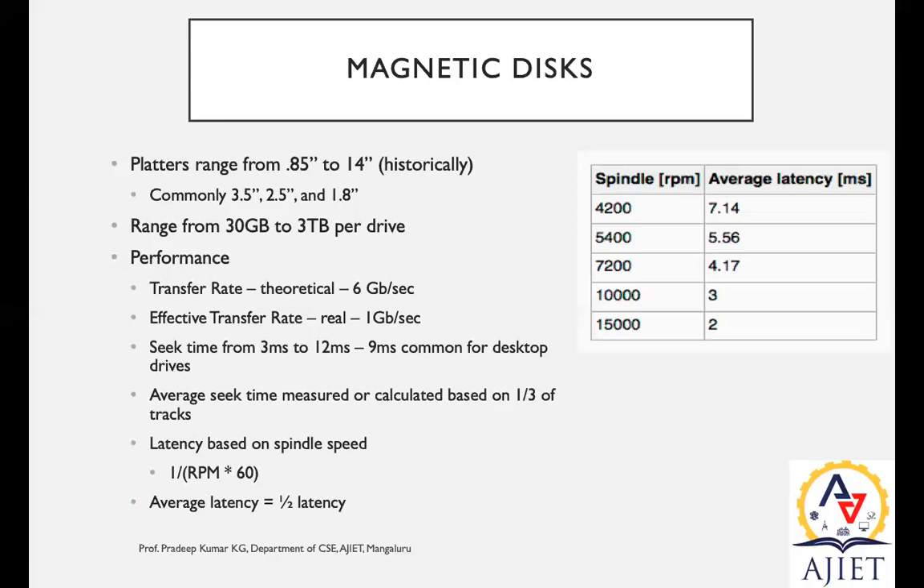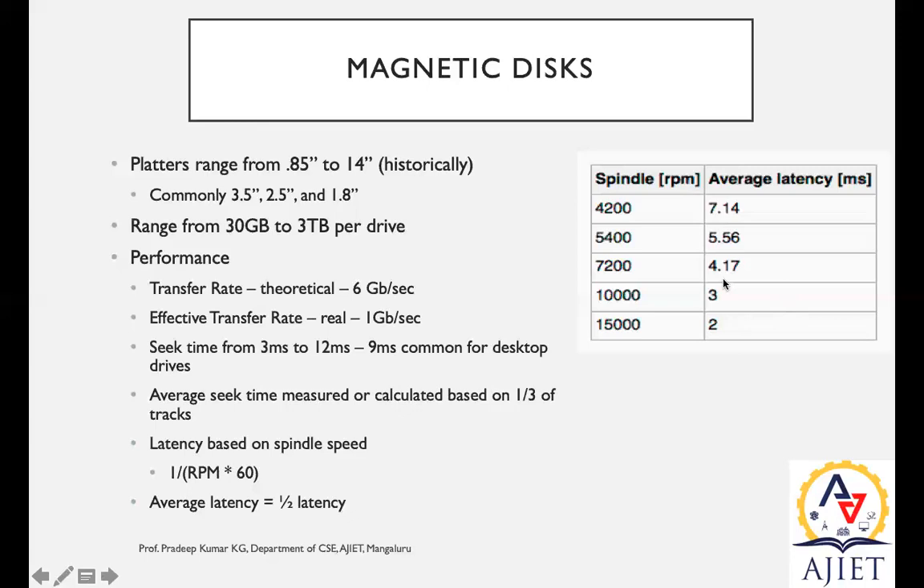And latency, or delay, is based on spindle speed. The latency can be calculated as 1 by RPM into 60, where RPM is rotations per minute. We are converting into seconds, that's why into 60. Then average latency equals half the latency.